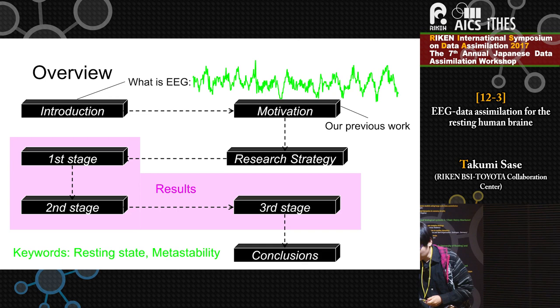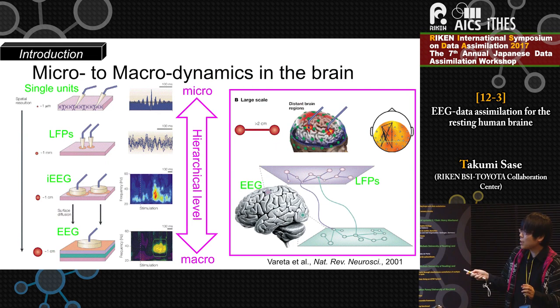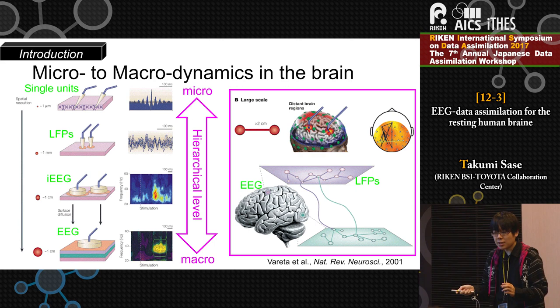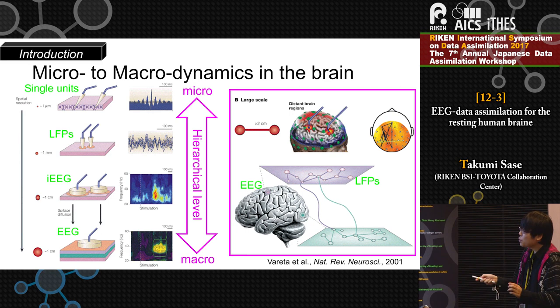Firstly, this is micro to macro dynamics in the brain, from microscopic to macroscopic elements. The brain includes everything from single unit recording to EEG. We focus on this macroscopic EEG oscillation. From the scalp, EEG signals are easily obtained. EEG shows oscillations such as limit cycles or torus. Of course, between two regions, synchronization phenomena occur. This figure is only a conceptual one.